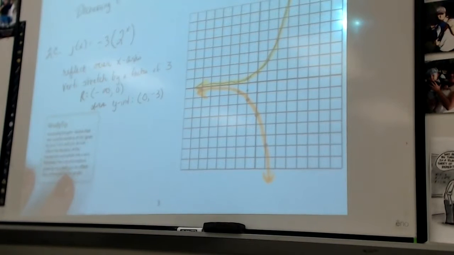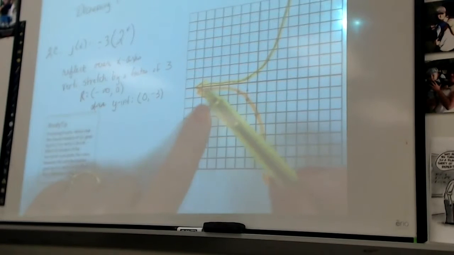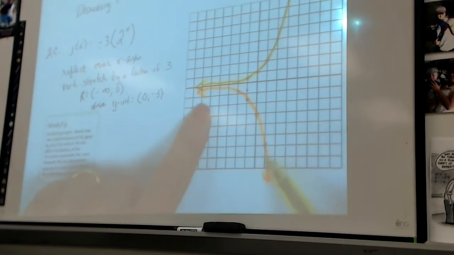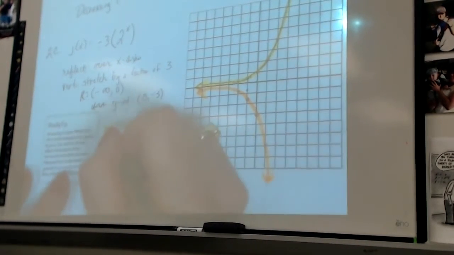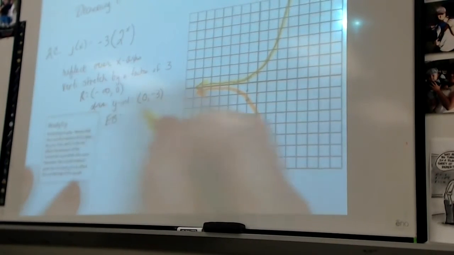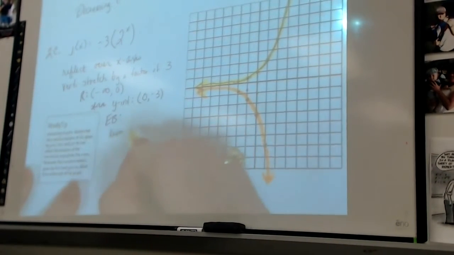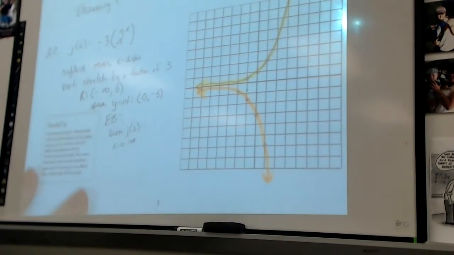End behavior. That changed. Well, actually going to the left didn't change, did it? It's still approaching 0. But going to the right, as x gets bigger and bigger, y is going down. It's going towards negative infinity, not positive. So part of our end behavior changed. Just the limit of j of x as x approaches positive infinity. It's approaching negative infinity. It's going down instead of up.